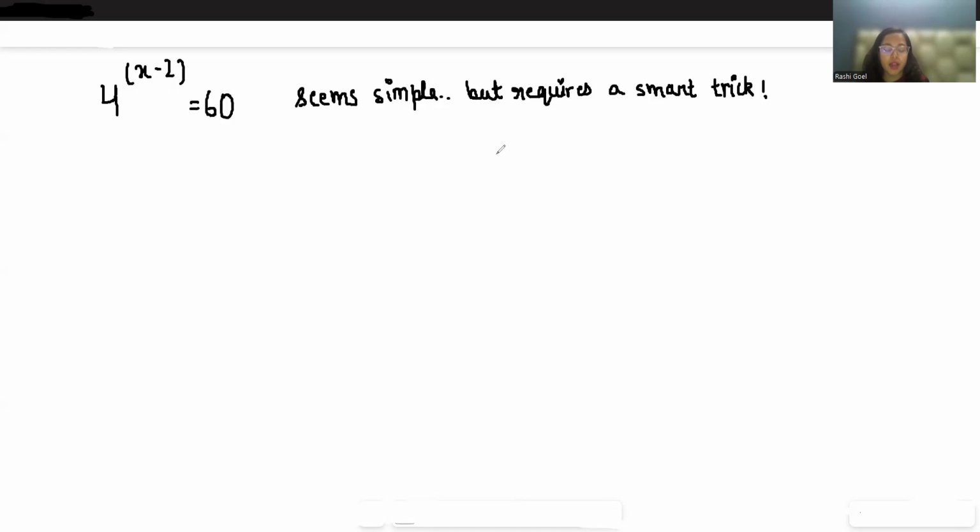So today we will solve the exponential equation 4 power x minus 2 is equal to 60. So get ready to use logarithms in a smart way.